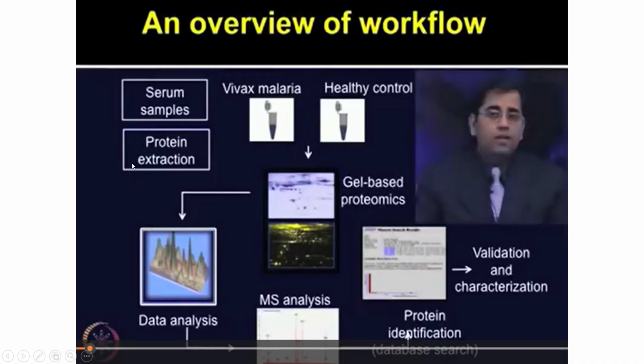Similar to condition A, condition B. Here, healthy control versus the malarial person. But here they have done MS analysis as well. But we will be talking about gel-based proteomics, what they found in terms of that.